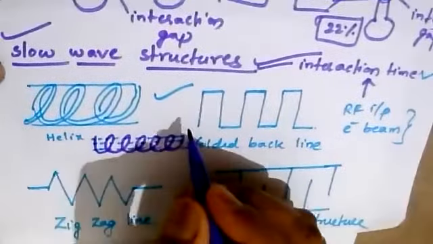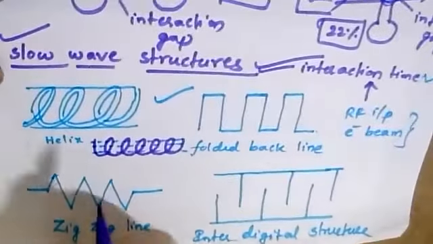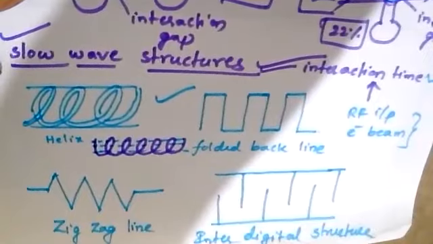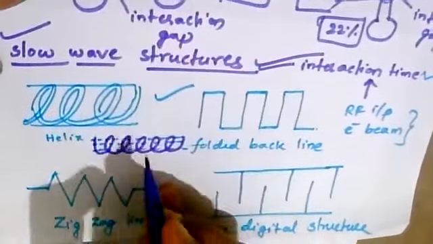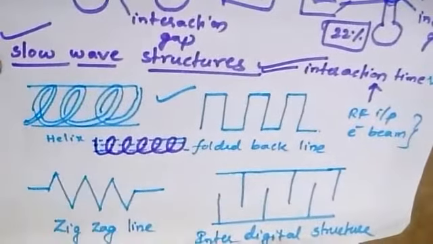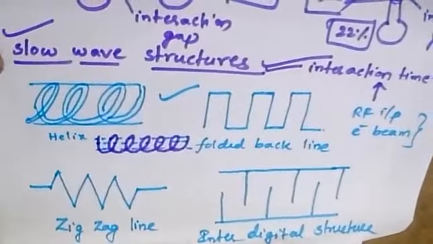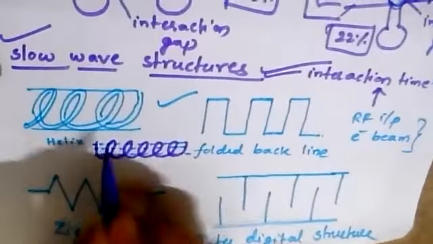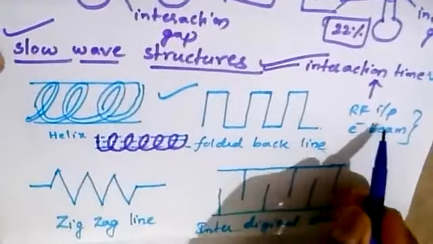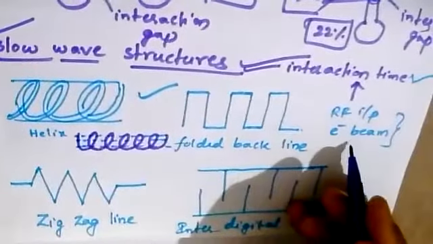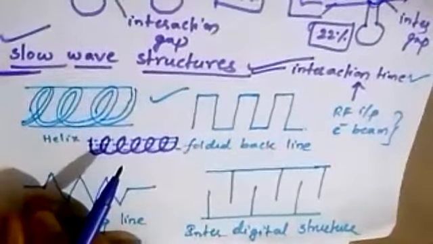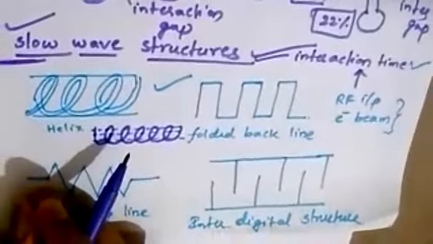In the next class we'll see the usage of slow wave structures in the traveling wave tube, and we'll also discuss why it is named a traveling wave tube, what it is that has been traveling, what the structure of the tube will be, and how this slow wave structure is used within the tube to increase the interaction time, thereby increasing the amplification. So this is all the concept of slow wave structures.